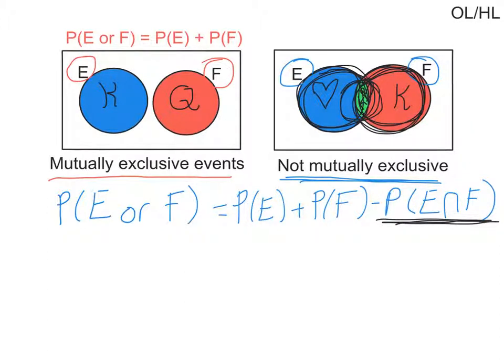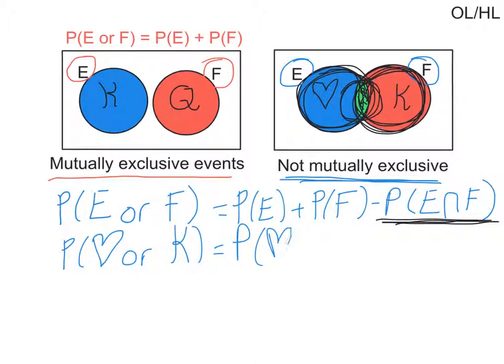Let's try this with our example. The probability of the event E, a heart, or the event F, a king, is equal to the probability of a heart and the probability of a king less the probability of the intersection between a king and a heart. The intersection between drawing a king and drawing a heart is drawing the king of hearts.